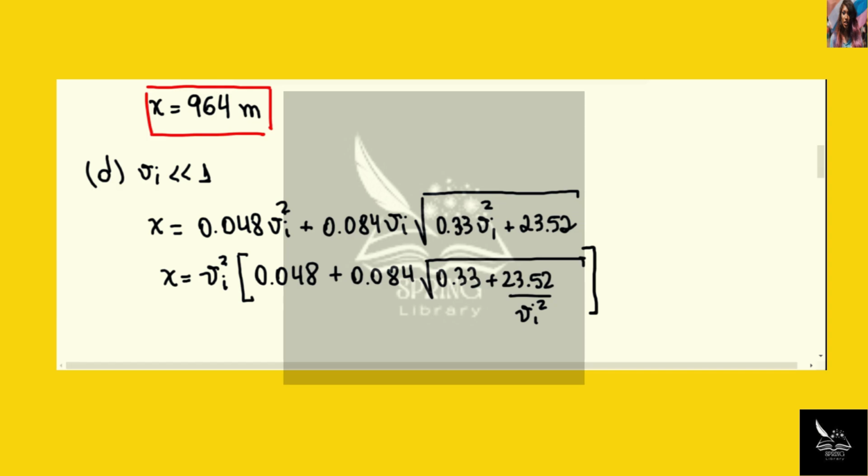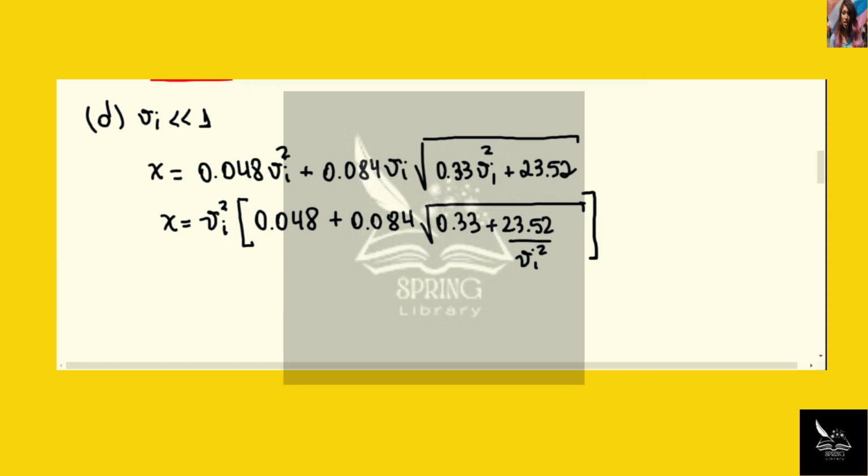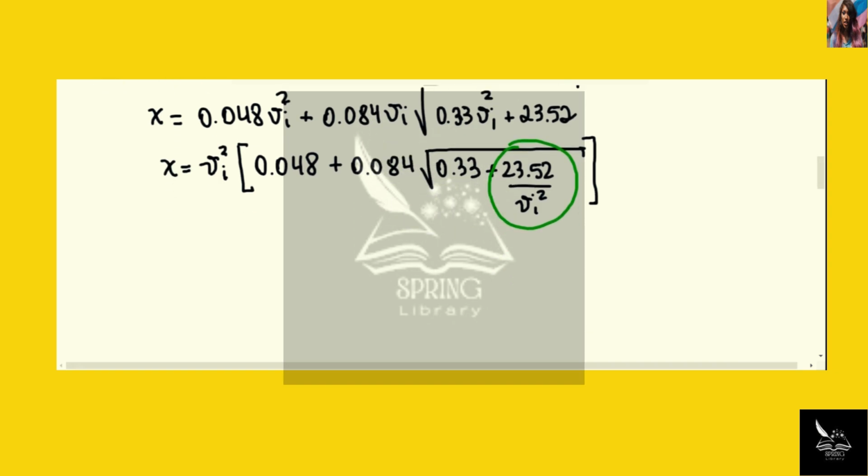But notice that if vi is much smaller than 1, it's very close to 0, then this term here that I'm highlighting in green is much greater than all the other terms. Because 1 over vi squared, if vi is much smaller than 1, is a very large number. So this means that we can simply disregard the other terms, and we are left with x equals vi squared times 0.084 times the square root of 23.52 divided by vi squared.